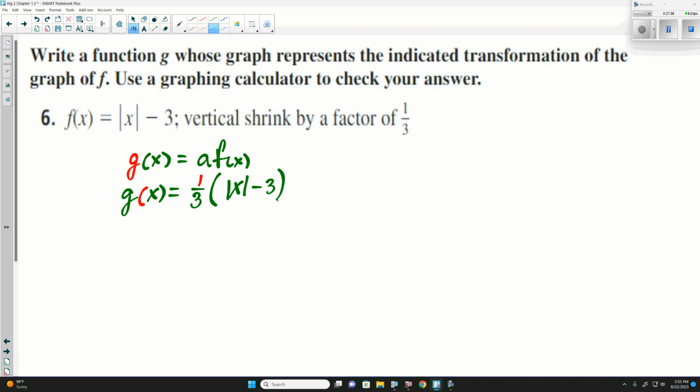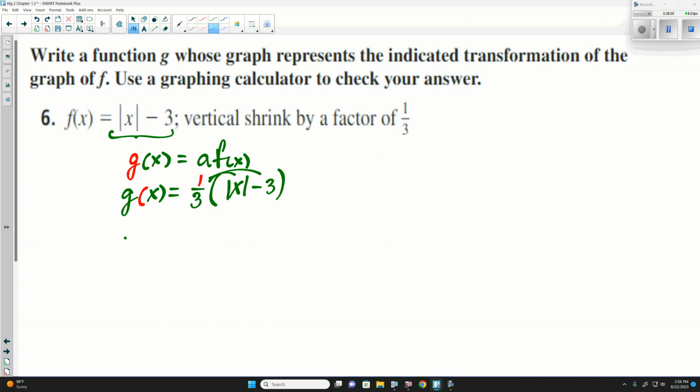As I've been doing in multiple steps, we don't necessarily have to do it in 2 different steps. We can do it all at once. If you feel more comfortable doing it 1/3 times f of x and then doing this step, do that. Because that's part of our function.